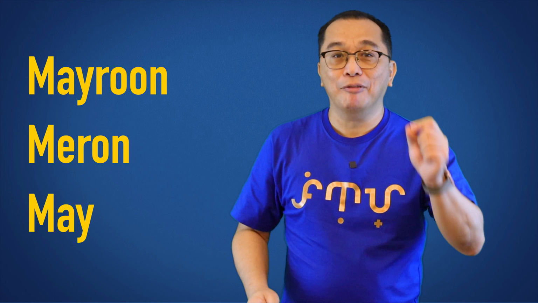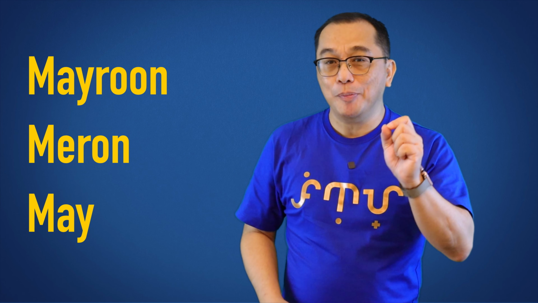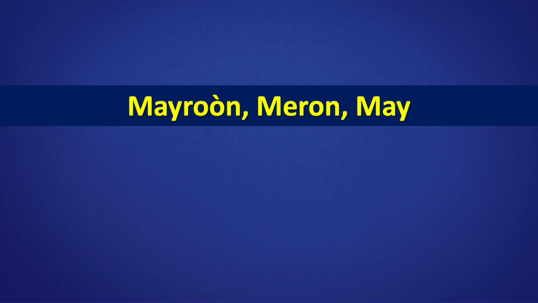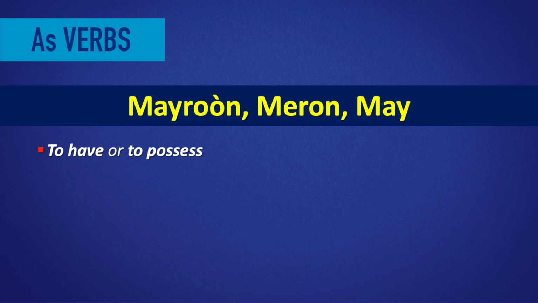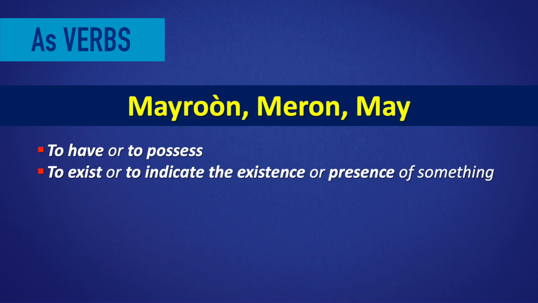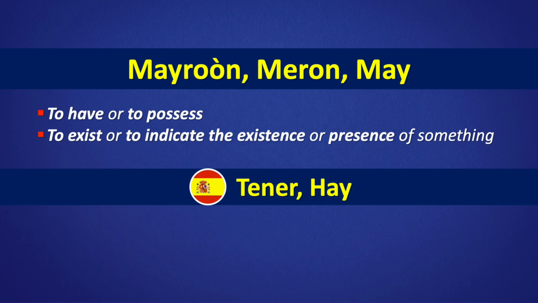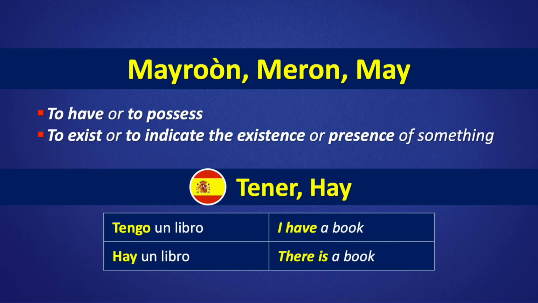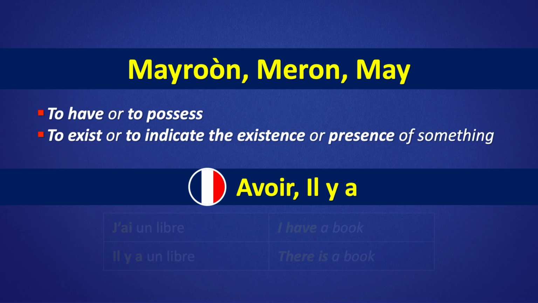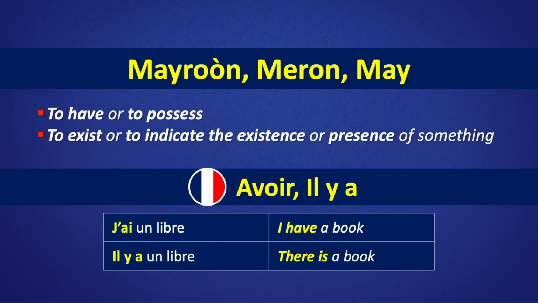Let's go. Mayroon, meron, and may have two personalities. They can be verbs and they can be adverbs. As verbs, they mean two things: to have or to possess, and to exist or to indicate the existence or presence of something. If you compare them to Spanish, mayroon, meron, and may will translate to two ideas: tener and hay. Like, tengo un libro, hay un libro. The same with French with avoir and il y a. Like, j'ai un livre, il y a un livre.